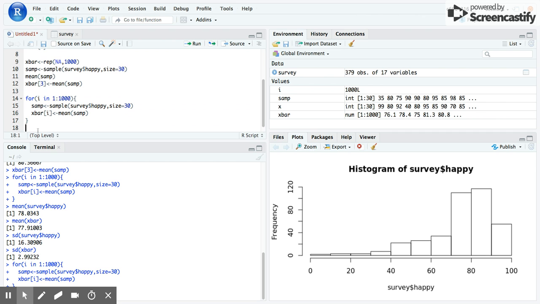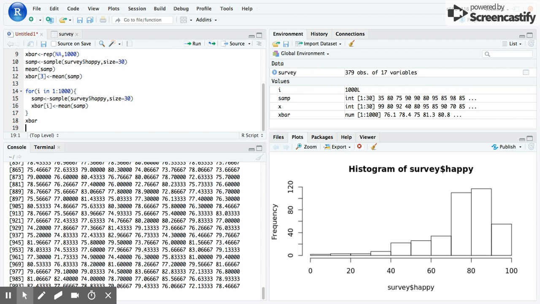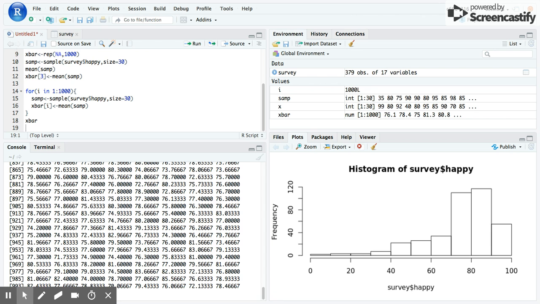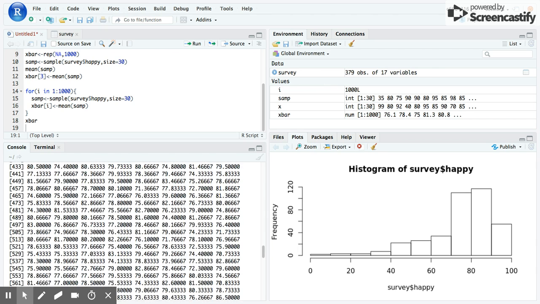So if I want to see the values inside X bar, I could just type in X bar, run it, and it'll give me all the values. So the 1,000th one, you can't see it down here because all of a sudden these tools show up, is 78.47.